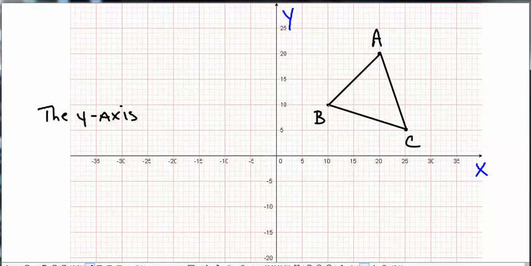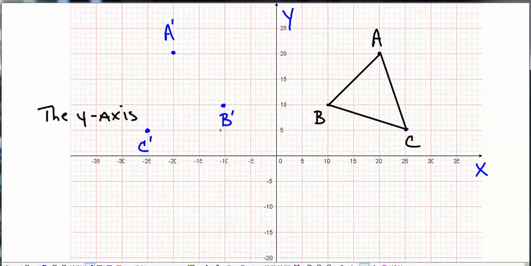So let's start with B and let's reflect point B. How far is B from the y-axis right now? 10. It's 10 units, right? So we've got to go 10 units to the other side of the y-axis, to right here. And that would be B prime, wouldn't it? Okay? If C is 25 units to the right of the y-axis, how many does it have to be to the left? Okay, so it'd be right here, right? And that's C prime. And then if A is 20 to the right, it's got to be 20 to the left. So right there would be A prime.